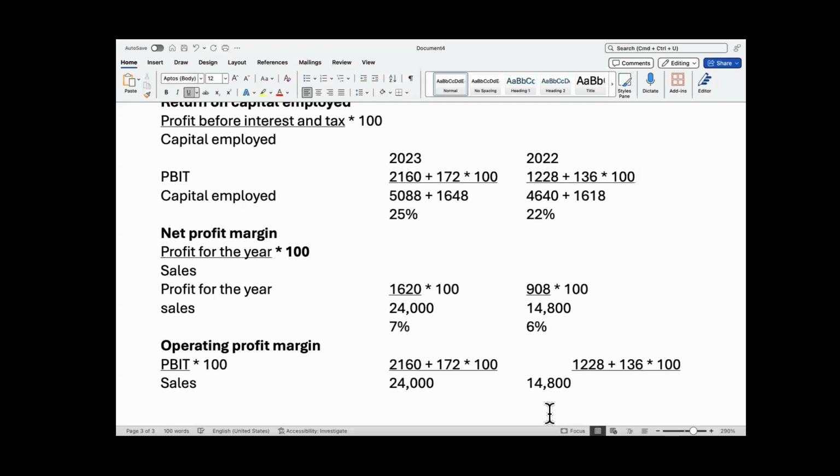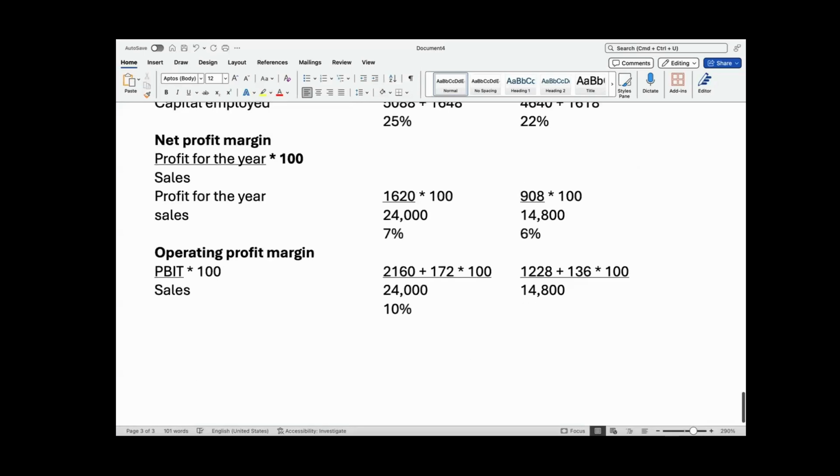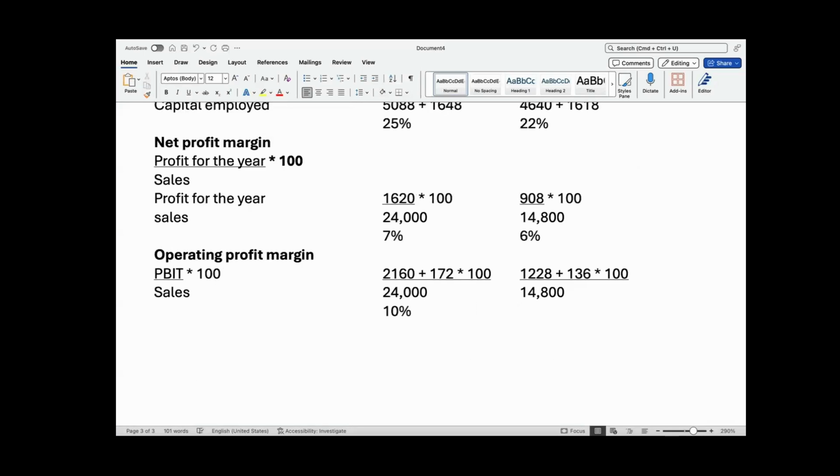Okay, so how much are we looking at? 2023, sir, 10%. How about 2022? 9%. Also a marginal difference, so the interpretation is almost the same. This company makes 10% operating profit on every sale.